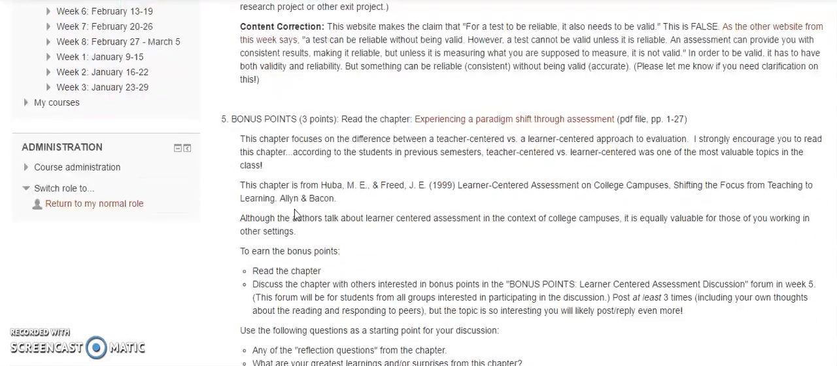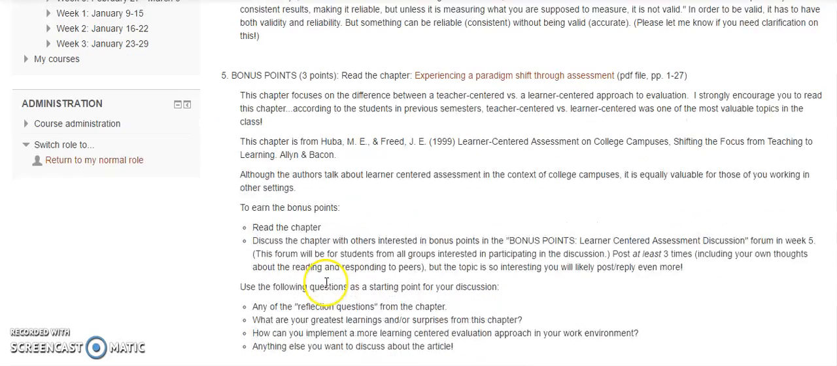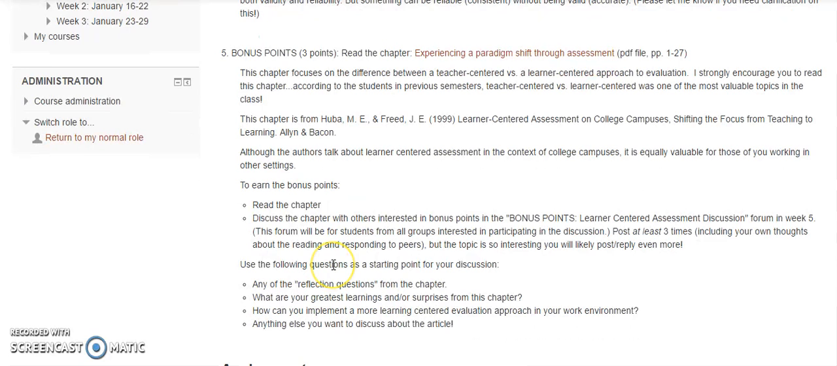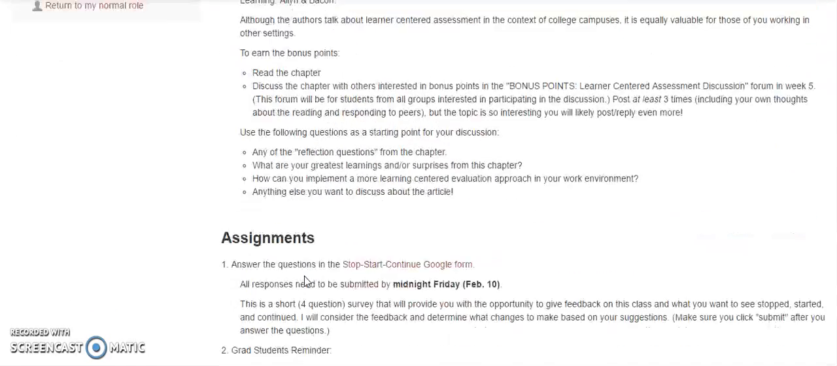There is also an opportunity to get 3 bonus points this week. Read the chapter, Experiencing a Paradigm Shift Through Assessment, and then discuss the chapter with others in the bonus points discussion forum, which will be with everybody. And there are questions posted there to get you started. So look at that. It's a really great article. I think it does a great job of changing our perspective from a teacher-centered experience and assessment to more of a learner-centered approach. So if you're interested in that, take a look at that article and do the bonus points for that.